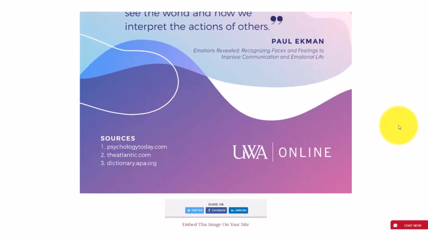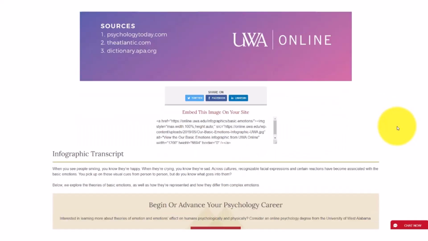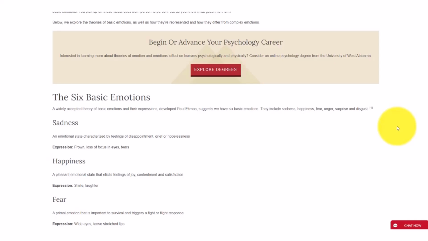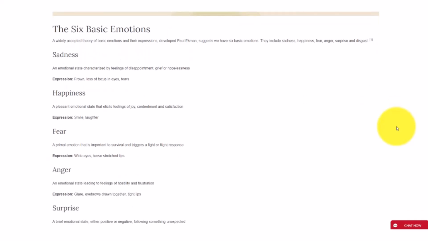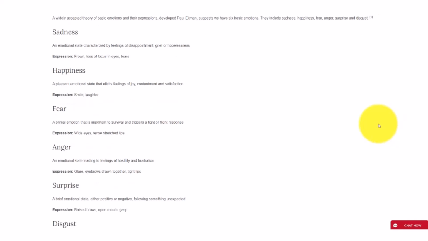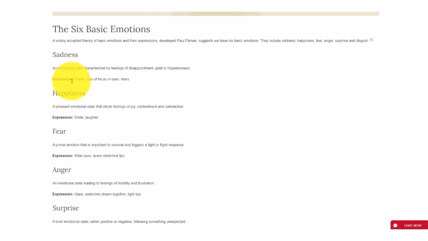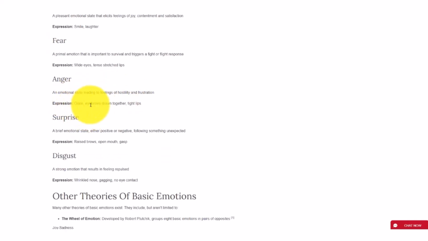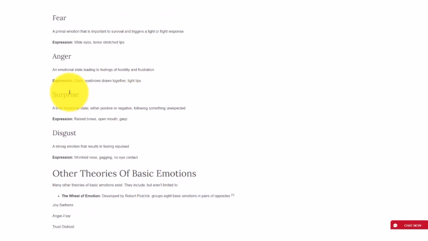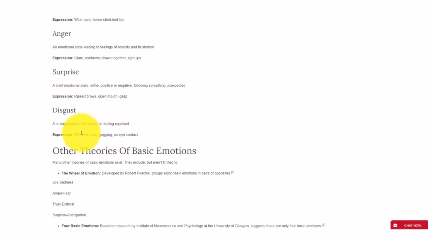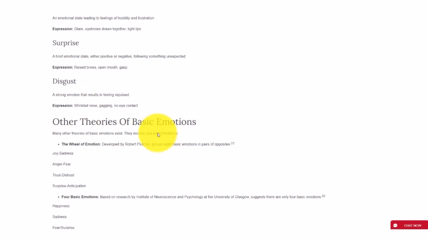And in particular, those facial expressions, because babies are definitely hardwired to look at facial expressions, and not just babies, but as children grow up, because their main caregivers, if they're going through all of these emotions: sadness, frown, loss of focus in the eyes, tears; smile, laughter is happiness; fear, wide eyes, tense, stretched lips; anger, glare, eyebrows drawn together, tight lips; surprise, raised brows; disgust, wrinkled nose, gagging, no eye contact.